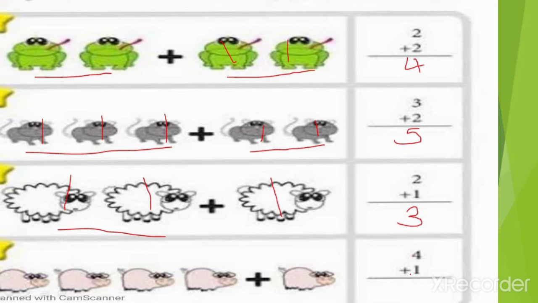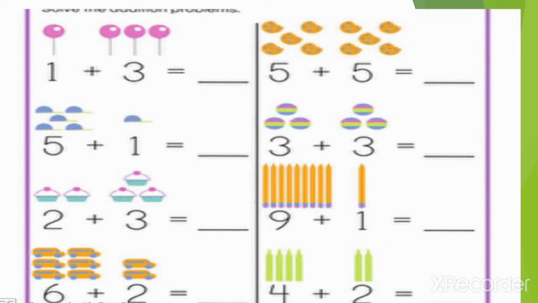Next sum is 4 plus 1. Look. 1, 2, 3 and 4. Okay? We are going to add 1 more. 4 and 5. Look at that. We have a sum with the objects. Okay, solve these given problems.